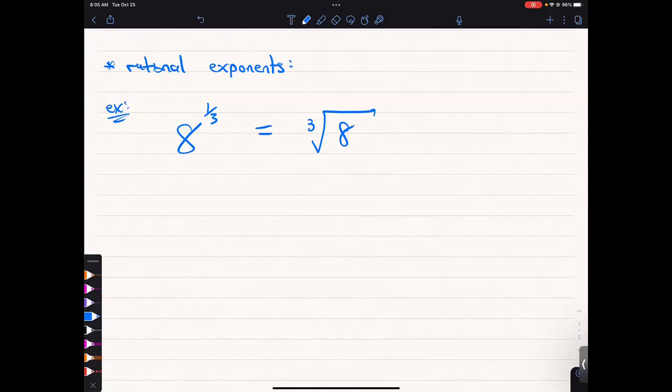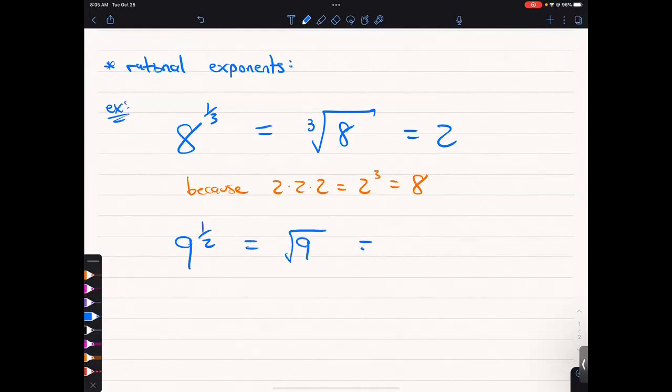Or you could also, if you want, just punch 8 to the 1/3 into your calculator. Put parentheses around the 1/3, probably. But it's the same thing as the cube root of 8, which is 2. This is because 2 times 2 times 2, which is 2 cubed, is 8, right? So that's what that means. In the same way, a square root is a 1/2 power. So 9 to the 1/2 is the square root of 9, which is 3, and so on.